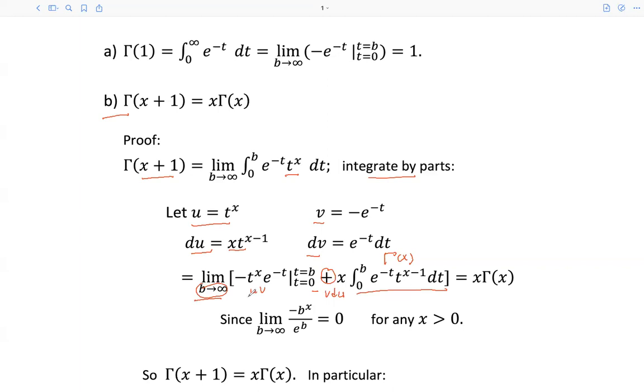Evaluating uv, that goes to 0 for x being positive. But this part is just the definition of gamma of x. So we're left with x gamma of x. So that's the proof for the second part of b. Let me erase all this.